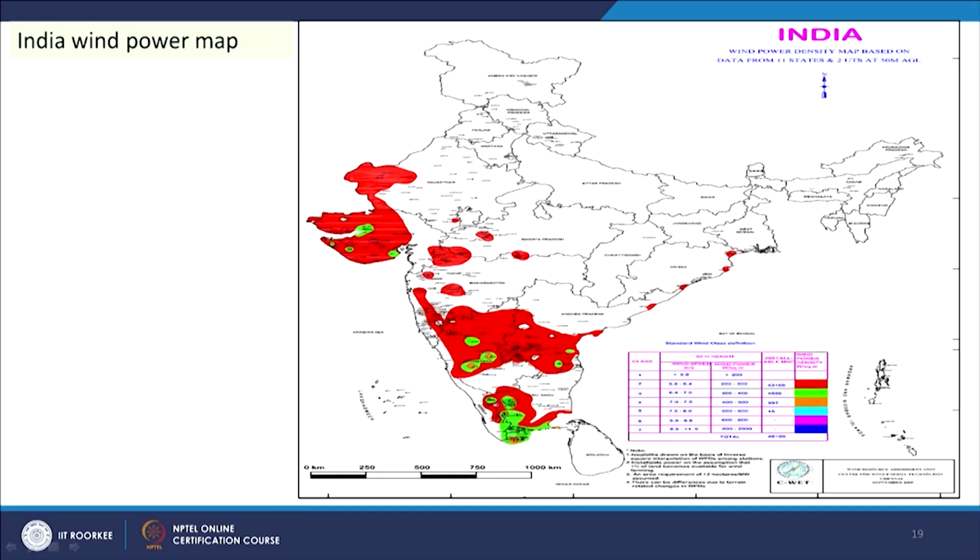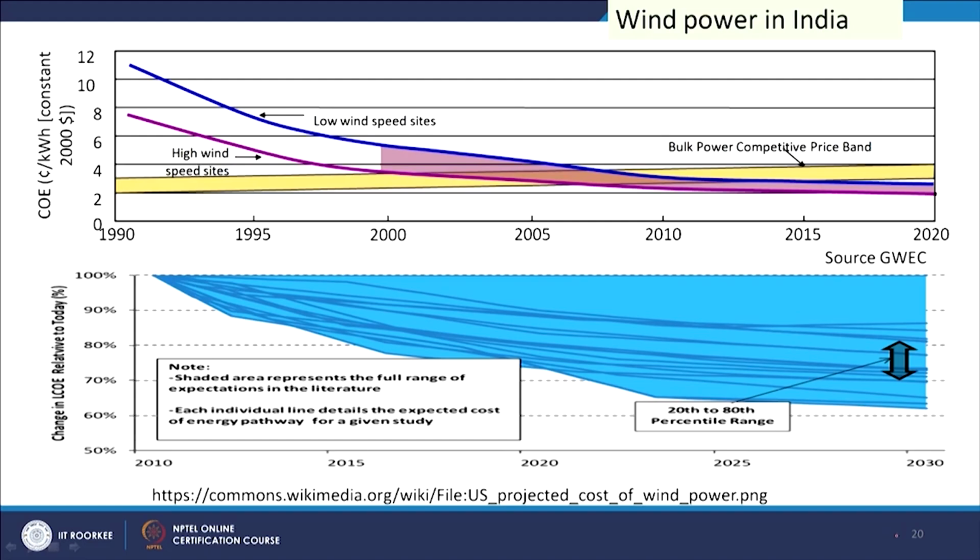And this is the wind map. You see all the coastal areas have the potential for harnessing wind power. And if we see the energy cost, the cost is also reducing. In 1990 this was the cost, and now it is expected to reduce by 2020, and this is our bulk power competitive price band. So, this is our competitive price. In the early stage wind energy was costlier, but now it is very competitive and it is expected to be lower in the near future.